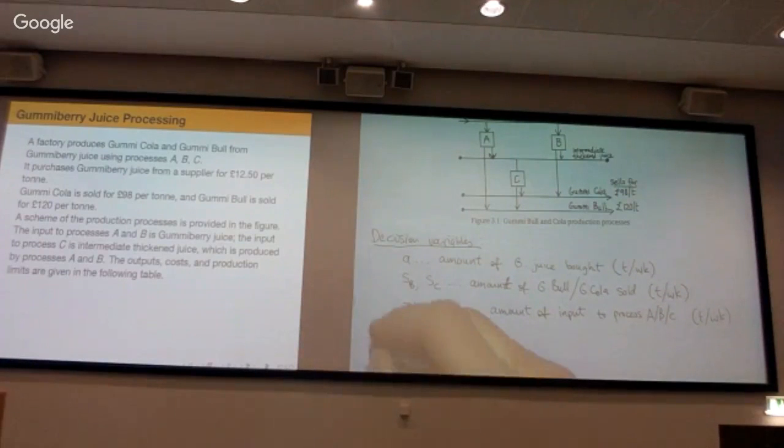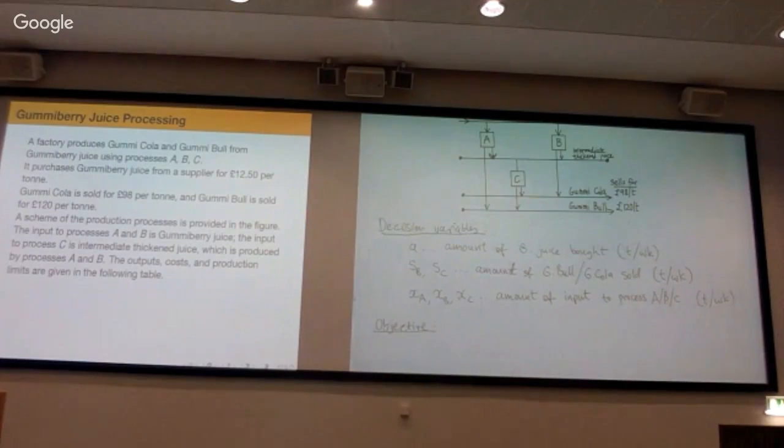What is the objective? The objective is to make as much money as possible, which in more precise terms is called maximizing profit.